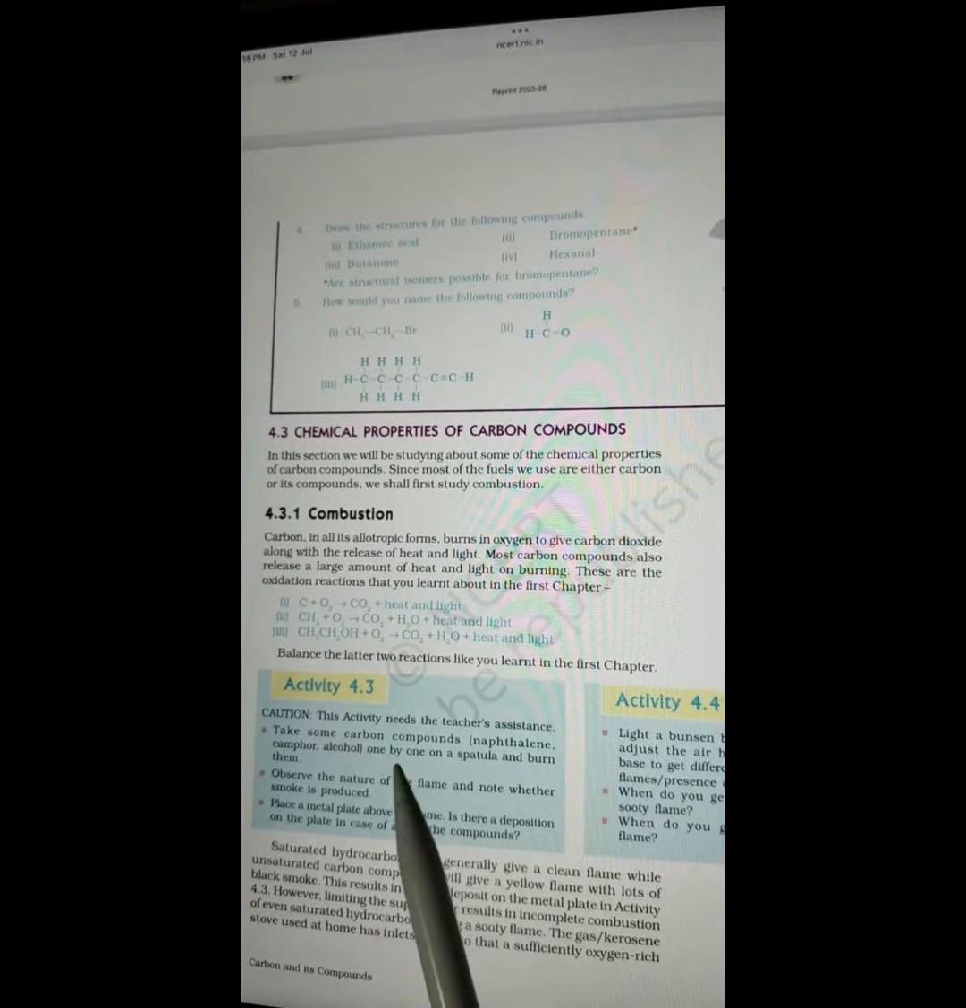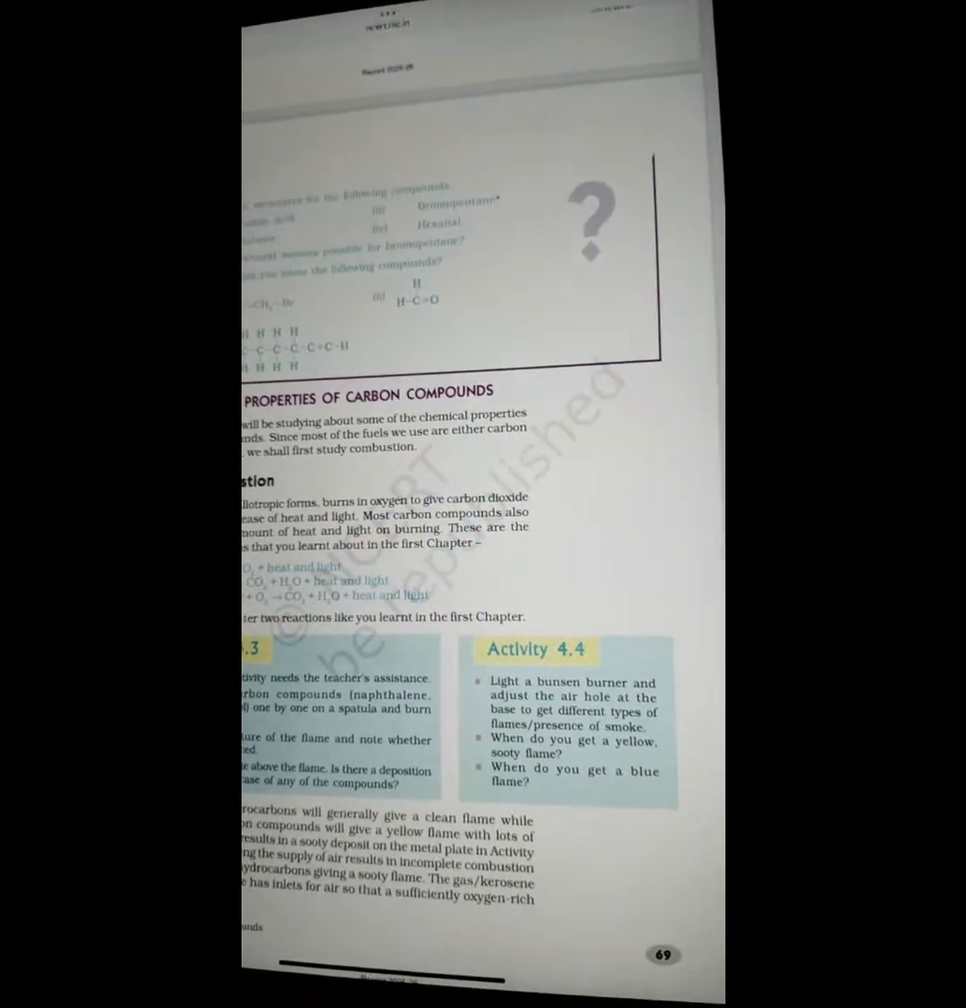Activity 4.3. Caution, this activity needs the teacher's assistance. Take some carbon compounds like naphthalene, camphor, alcohol one by one on a spatula and burn them. Observe the nature of the flame and note whether smoke is produced. Place a metal plate above the flame. Is there a deposition on the plate in case of any of the compounds?